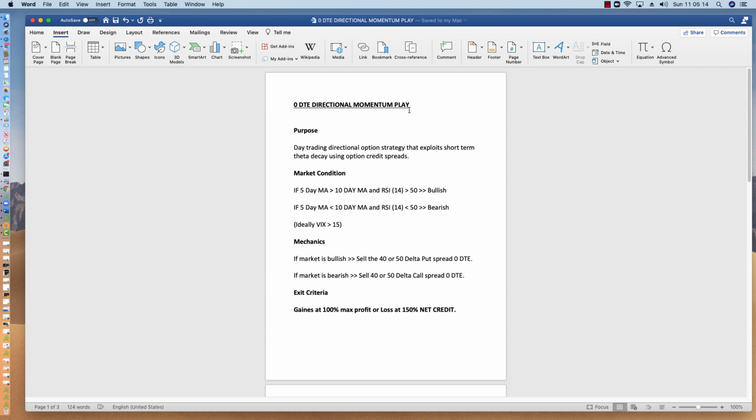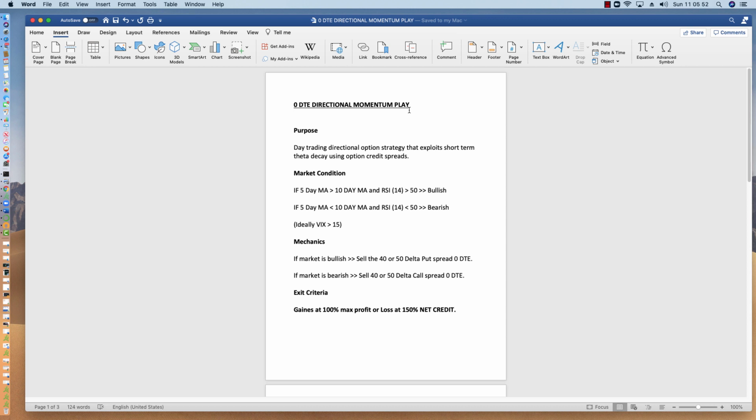All right. So the purpose of this directional momentum play is it's a day trading idea. You're going to be in and out of this trade within the day. So it's not a multi-day trade like a 30-day option trade. It's a 0 day to expiration trade. You can do 1 day to expiration, but it's really the same day you put it on is the same day you're taking it off. And it's a directional option strategy that exploits short-term theta decay.